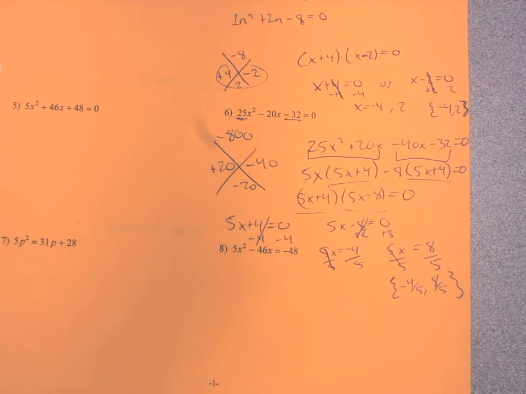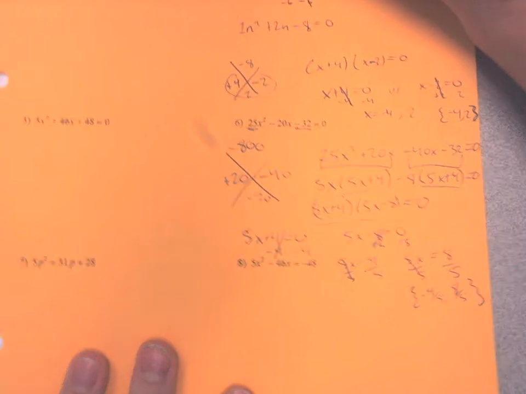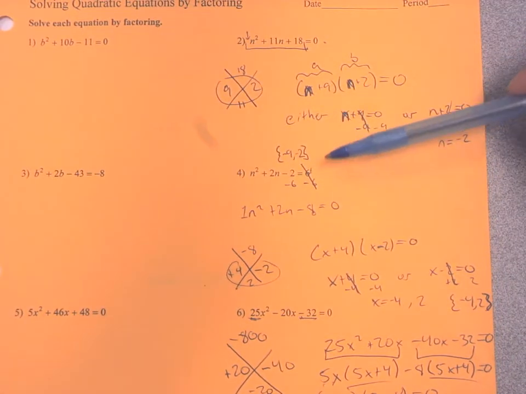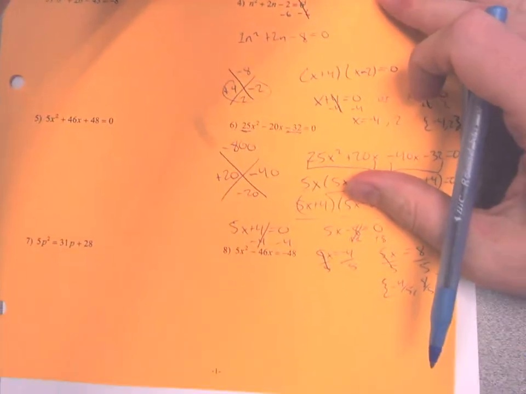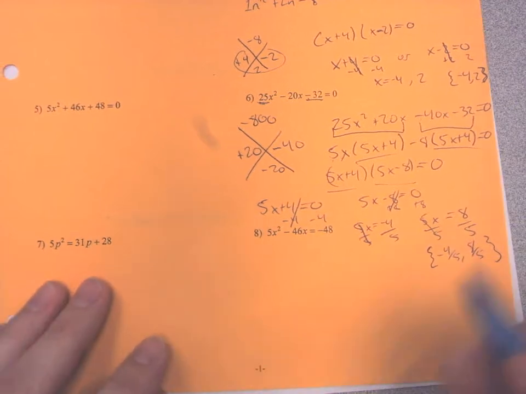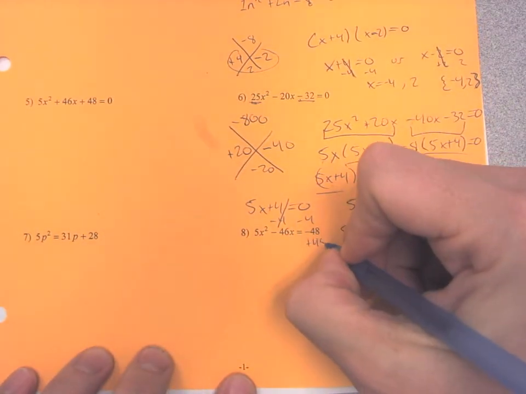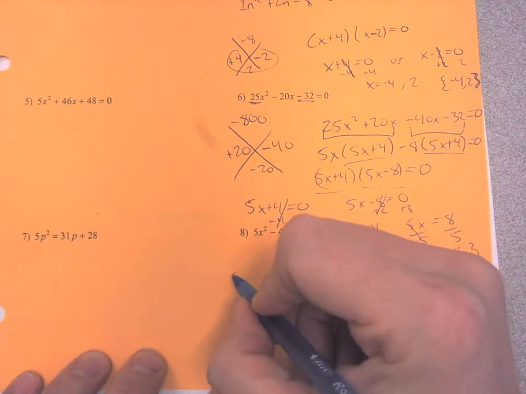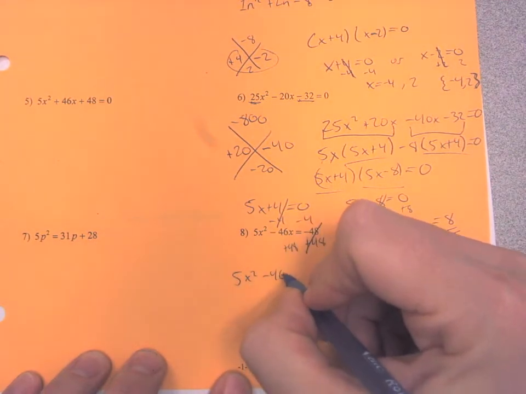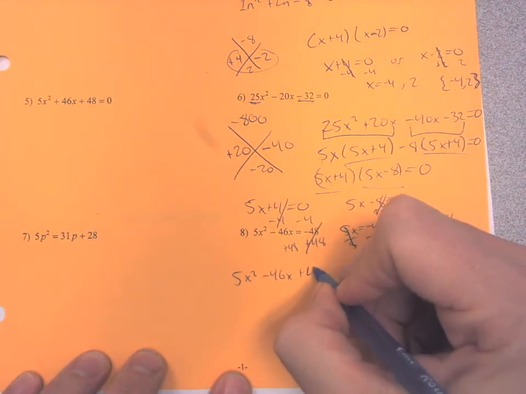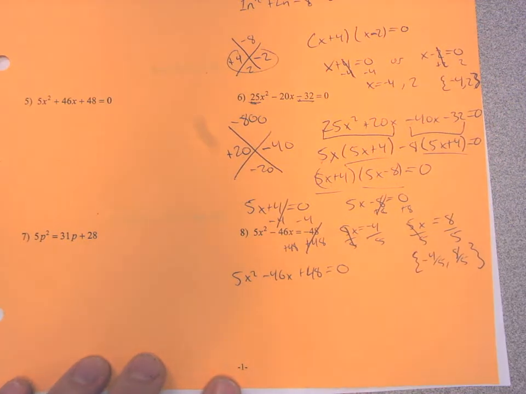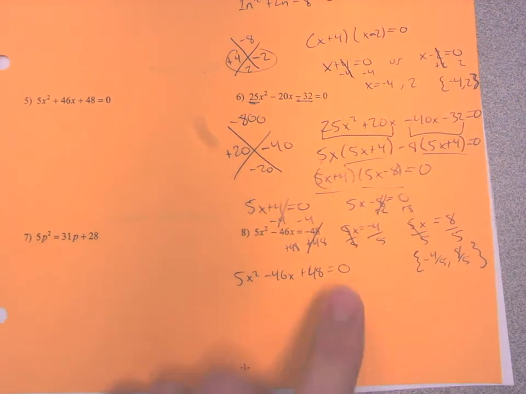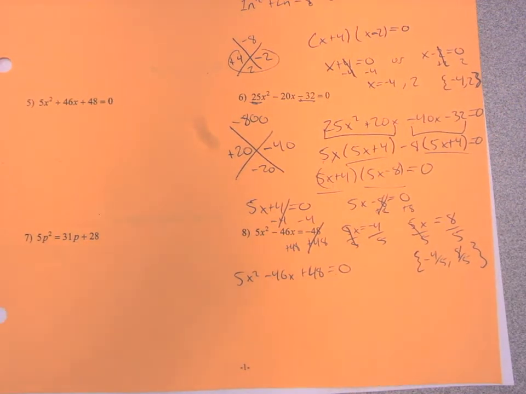Number 8 I did in class, but if you missed class today, I'll help you get started. We kind of saw this up in number 4 as well, same kind of scenario, where we didn't have a 0. So your first mission here is to add 48 to both sides. So 5x squared minus 46x plus 48 equals 0. All right, so now we can use that zero product property. The next step would be to factor it.